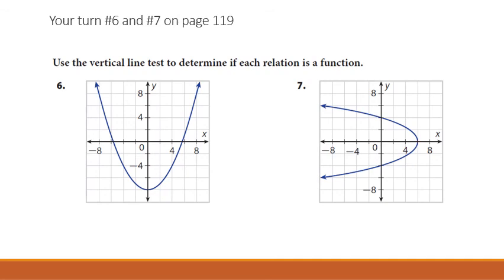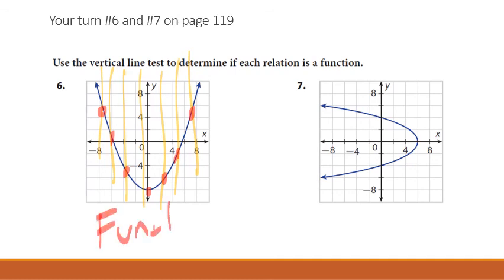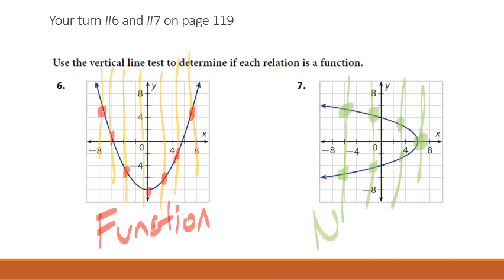All right, welcome back. In number 6, if I draw any vertical line, my vertical lines only touch my graph in one place and only one place. So number 6 is a graph of a function. Now number 7. If I draw my vertical line right there, it touches my graph right there. But anywhere else I draw my vertical line, it touches it in more than one place. So number 7 is not a graph of a function.